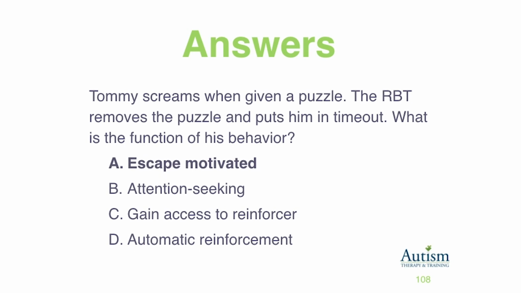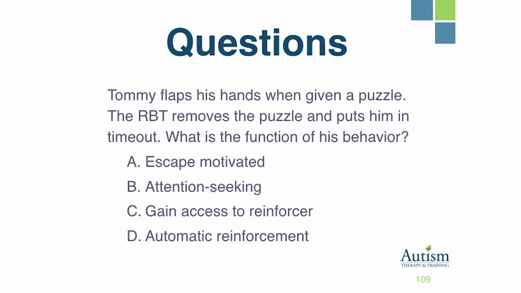And the correct response is A, escape motivated. Tommy flaps his hands when given a puzzle. The RBT removes the puzzle and puts him in timeout. What is the function of the behavior? A, escape motivated. B, attention seeking. C, gain access to reinforcer. Or D, automatic reinforcement.